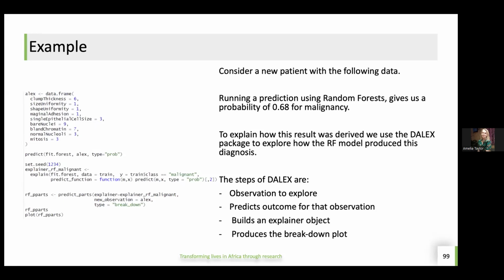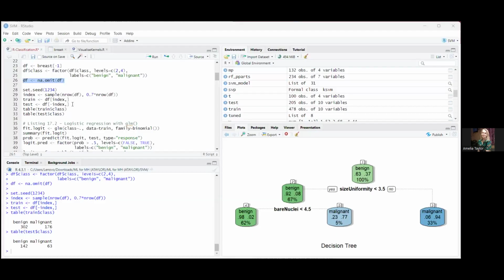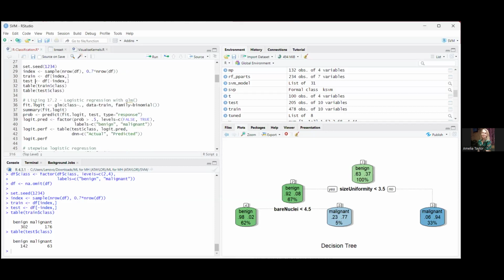So let's run. Let me just do a new share. Just give me 1 second. So we are back in R.